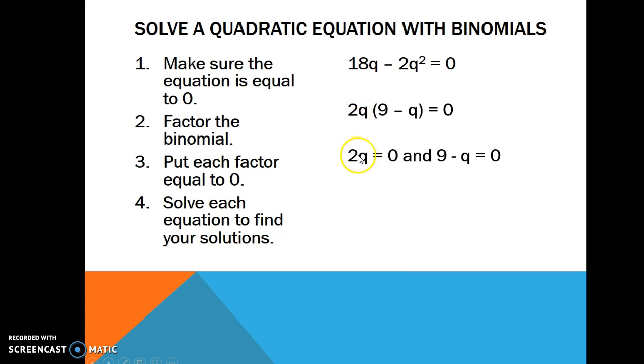I then take each factor, 2q and 9 minus q, and set each one equal to 0 because we know one of these has to equal 0. And so here I would get a solution of, whoops, I put z instead of q, q equals 0. Over here we would subtract 9 and then divide by the negative, or -1, and so that's how we get +9.